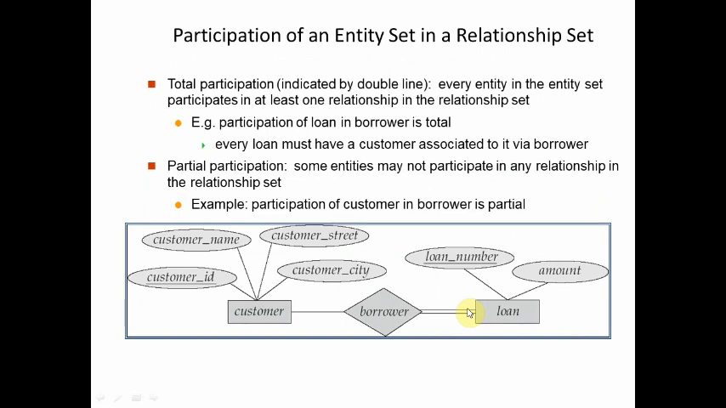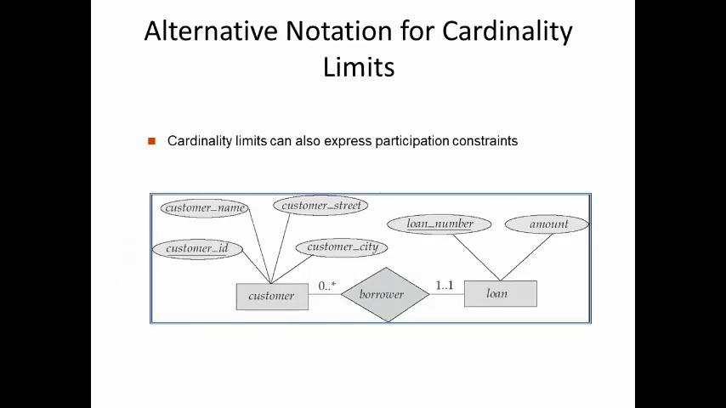Now, we have what we refer to as total participation, indicated by double line. So the only way we can have these relationship sets that we are seeing here, the borrower relationship set, it can only participate in this kind of relationship if there is a loan. So there is a total participation. That is, participation of a loan in borrower is total. There can never be any other relationship. That is, we can only have a borrower relationship set if there is a loan that has been borrowed. So that is a total participation.